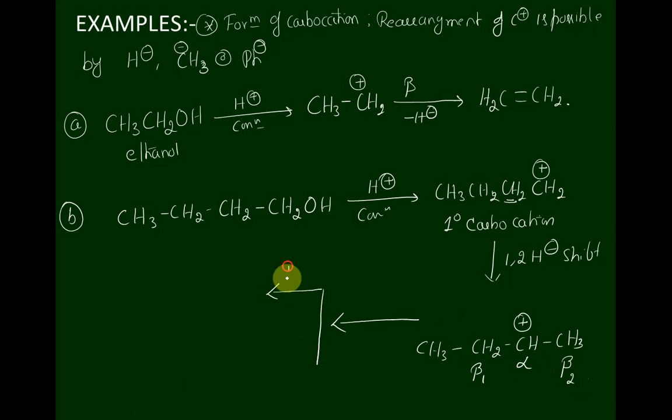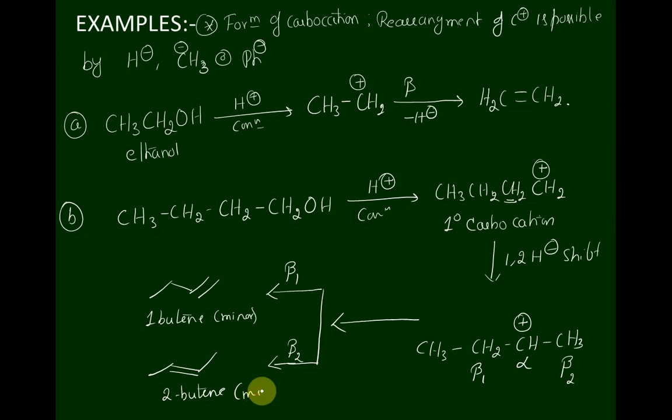If I remove the hydrogen atom from the beta 1 carbon atom, then the molecule will be 1-butene. If I remove the hydrogen atom from the adjacent carbon atom, that is from beta 2, I'll get 2-butene. This is 1-butene, this is 2-butene. So this will be the minor product and this will be the major product. And what type of rule does it follow? Saytzeff rule. So what does the Saytzeff rule state?